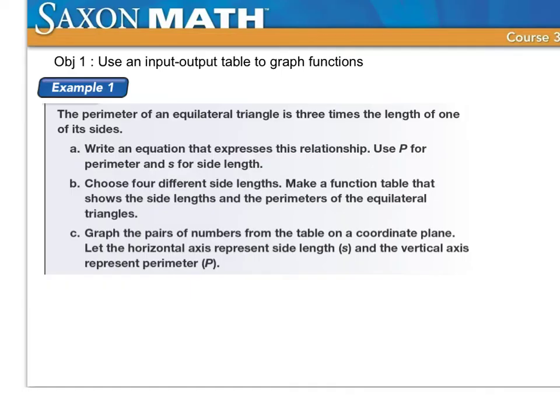Alright, let's move on. Okay, so objective 1 is to use an input-output table to graph functions. So I just showed you what an input-output table looks like. Okay? So now we're going to use it to make graphs of functions. And here's our first example. It says the perimeter of an equilateral triangle is 3 times the length of one of its sides. So part A is to write an equation that expresses this relationship. It says to use P for perimeter and S for side length. So for part A, I know that the perimeter of an equilateral triangle is equal to 3 times the length of a side.